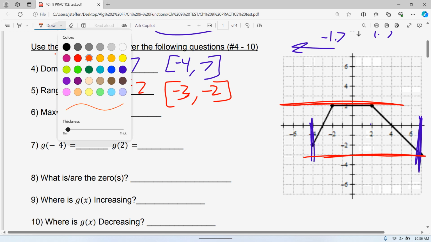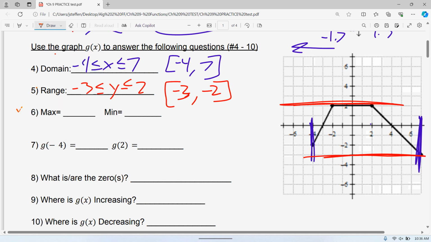Minimum and maximum. Every time we have the minimum and maximum, we're talking about the y values. So the maximum is the highest it goes, which is 2. The minimum is the lowest it goes, which is -3. And that should be very similar to your range. Just make sure you're being careful with that.